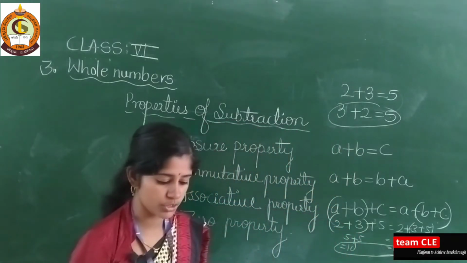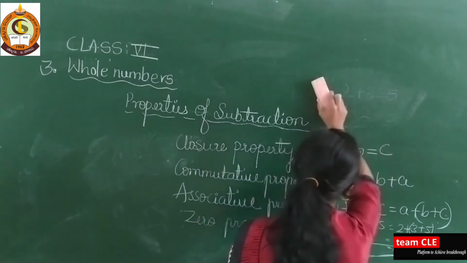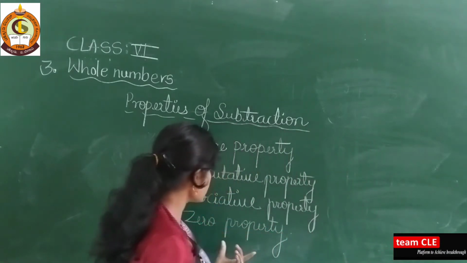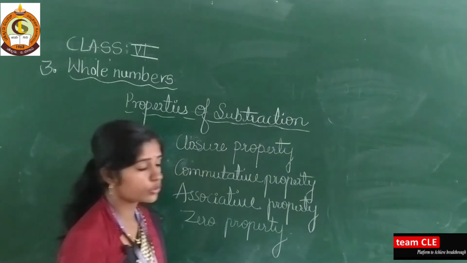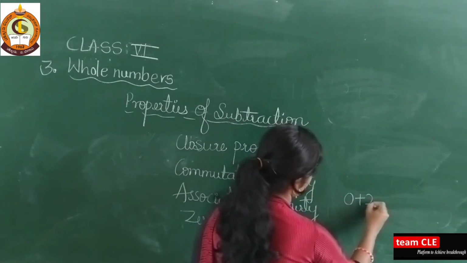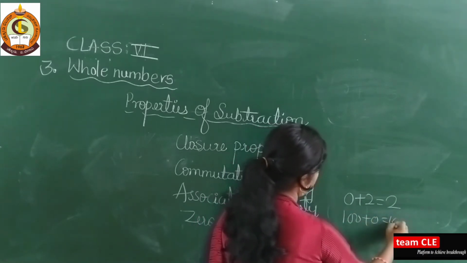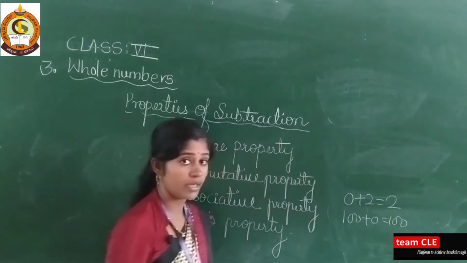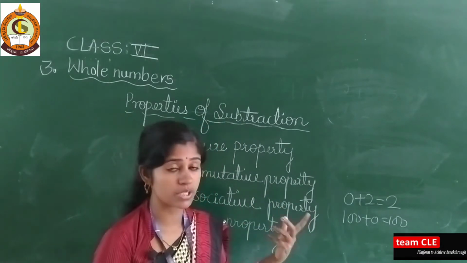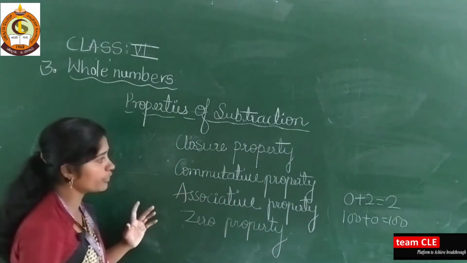This is associative property. Then what is zero property? Zero property means, see here, when you add 0 to any number, the sum remains the same whole number. Take here 0 plus 2 is equal to 2. 100 plus 0 is equal to 100. You take any whole number, add to 0, its sum becomes also a whole number. So these are the properties of addition.